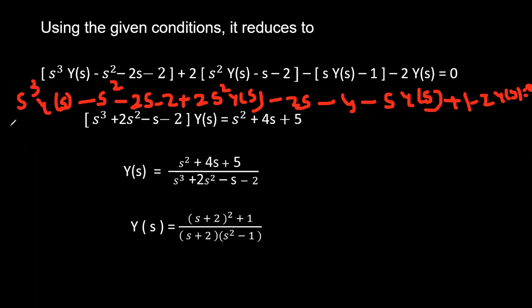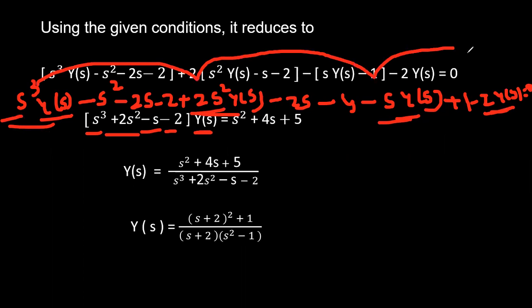Now we have to take all the y of s terms to the LHS and the remaining terms to the RHS. If you take y of s as common, the first term is s cube, next is plus 2s square, the third term is minus s, and next is minus 2, all into y of s. So taking y of s common in all these terms, we finally get s cube plus 2s square minus s minus 2.